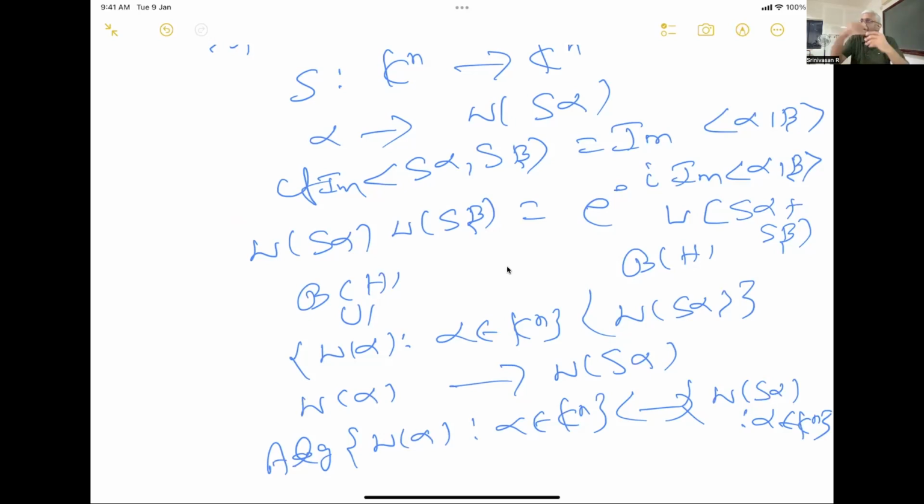Does it give an automorphism of B(H)? In general, it's not the case when H is infinite dimensional. If you replace C^n with the infinite dimensional Hilbert space, it will not be true. W(Sα) need not even generate the whole of B(H). It can be very weird; the algebra generated need not look like B(H).